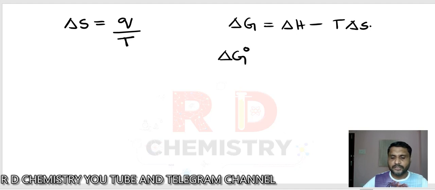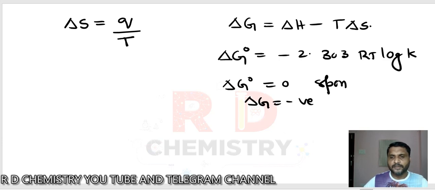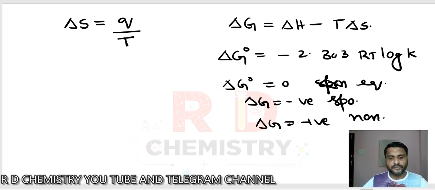Delta G naught is equal to minus 2.303 RT log K. It can be Kc, Kp, the equilibrium constant. You know that if delta G is equal to 0, it is at the equilibrium state. Delta G negative means a spontaneous process, and delta G positive means it is a non-spontaneous process. Okay, right?